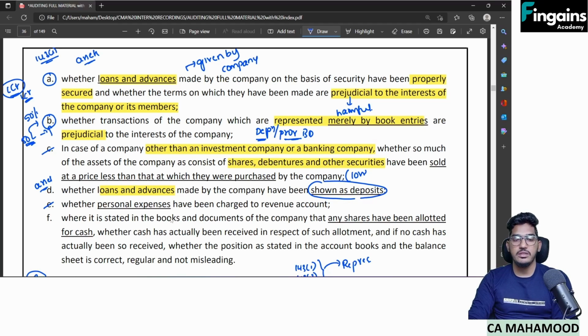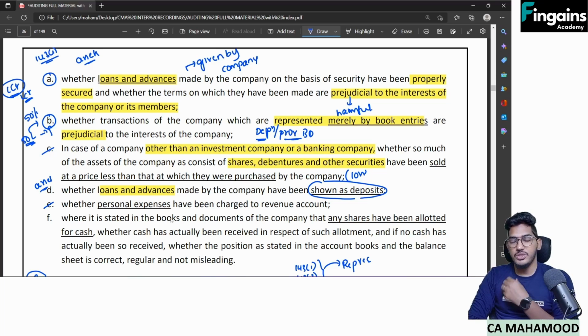Now what does this mean? This means that there are some personal expenses. Whose personal expenses? See, a company will not have personal expenses. A company will not go on vacation. A company will not eat food, etc. So when I say personal expenses, I'm talking about personal expenses of management and employees. So whether personal expenses of management and employees have been shown as business expenses, you need to find it out and report.